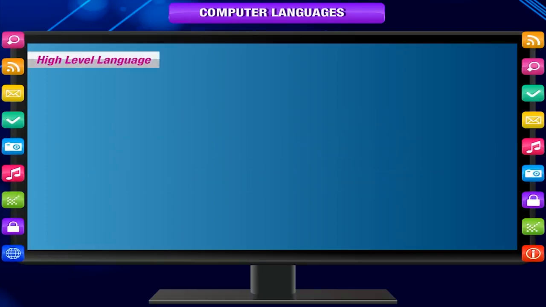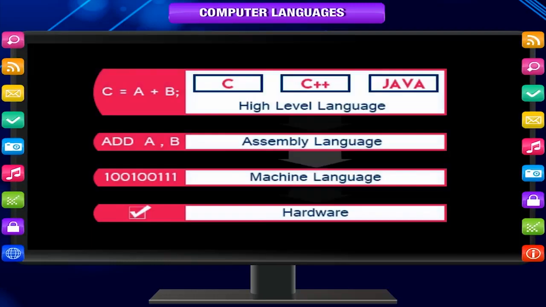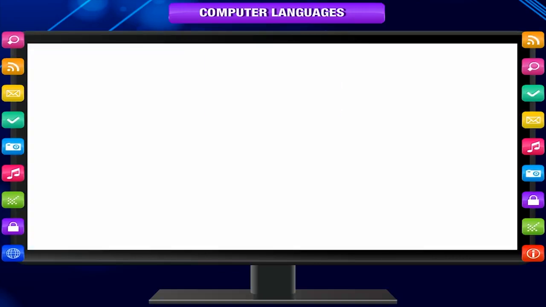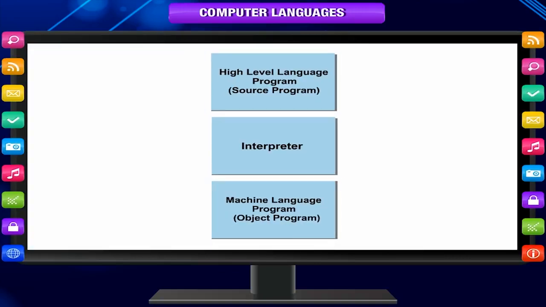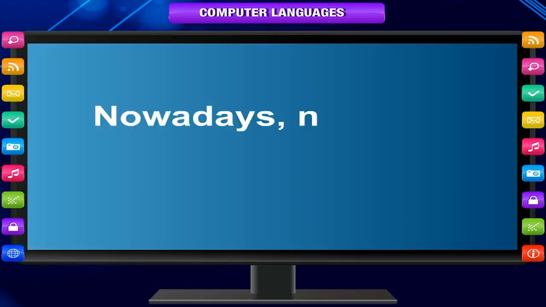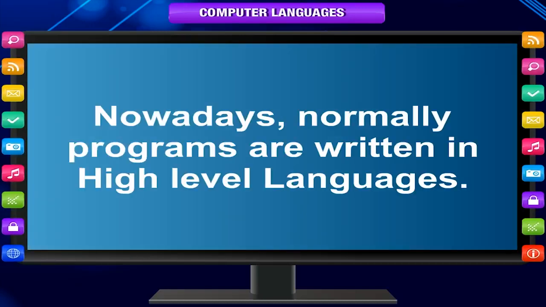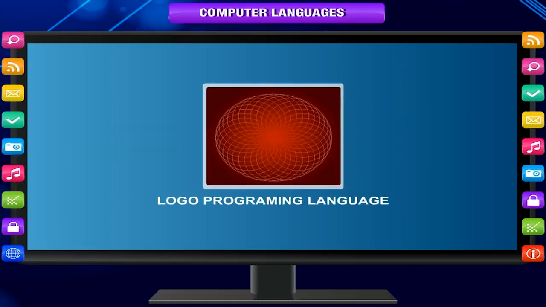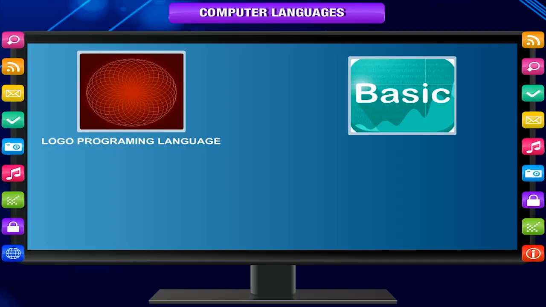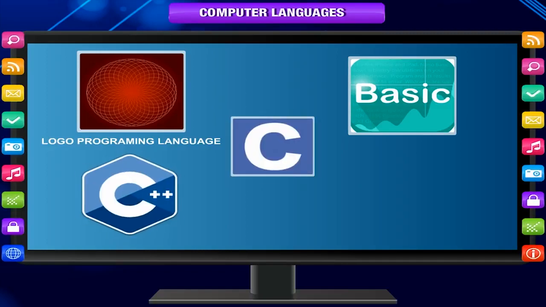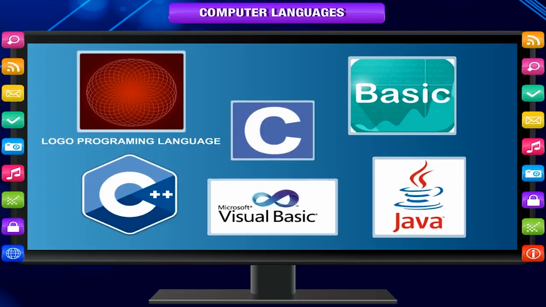High-level language. High-level languages use English language words to give instructions to the computer. A software program called interpreter is used to translate high-level language into machine language that a computer can understand. Nowadays, normally programs are written in high-level languages. Some examples of high-level languages are Logo, Basic, C, C++, Java, Visual Basic, etc.